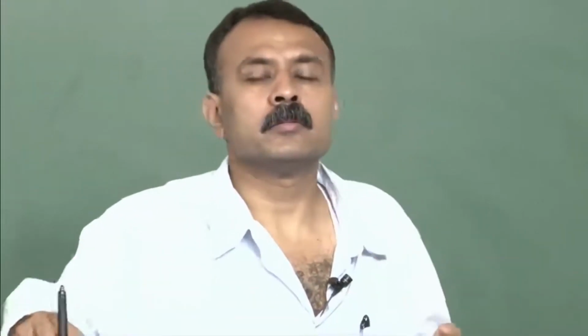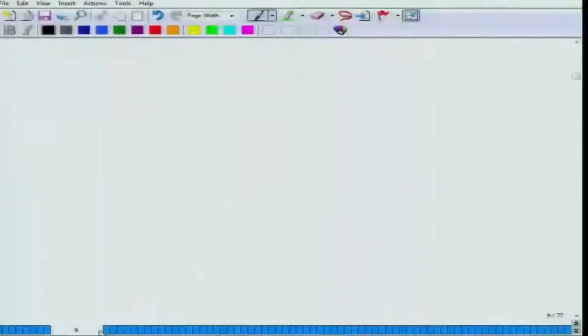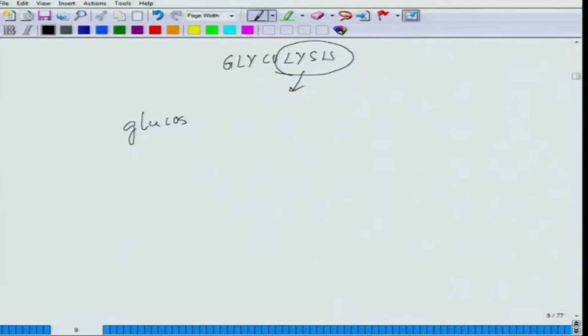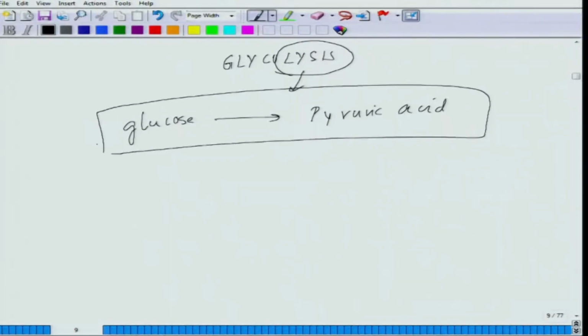Coming back to the glycolysis process, the first word which comes here is glycolysis. Whenever you see the word lysis, it means breaking down into. So, basically what is happening is that glucose is broken down into pyruvic acid. This is what we mean by the glycolysis process, and what it requires.